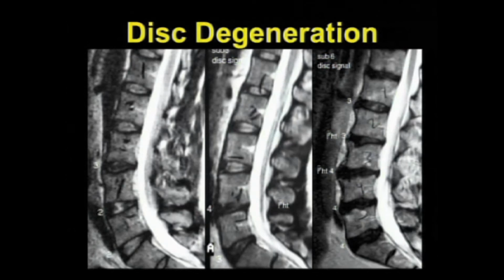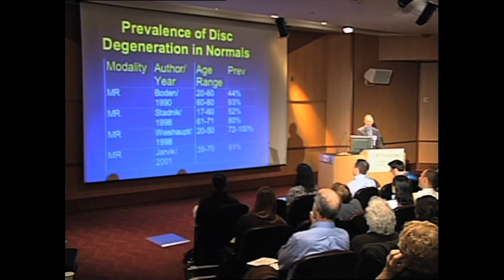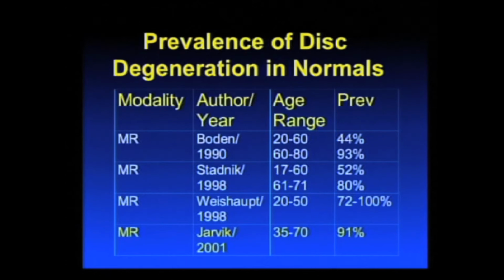Disc degeneration, again, 3 examples from our study of varying numbers of levels that are involved with disc degeneration. Again, all of these patients did not have low back pain. Prevalence of disc degeneration in patients without low back pain, depending on what series you look at and depending on the age group of that series, ranged from 50% all the way up to nearly 100% in one study.